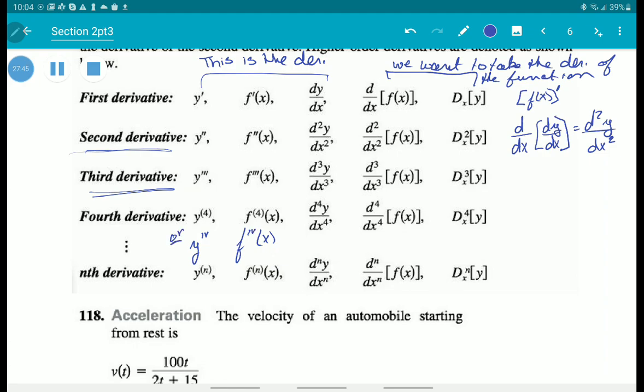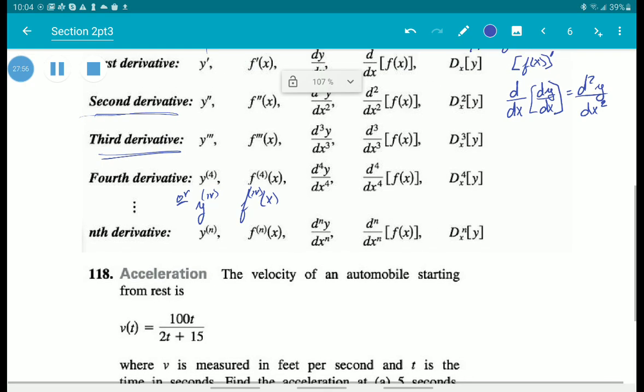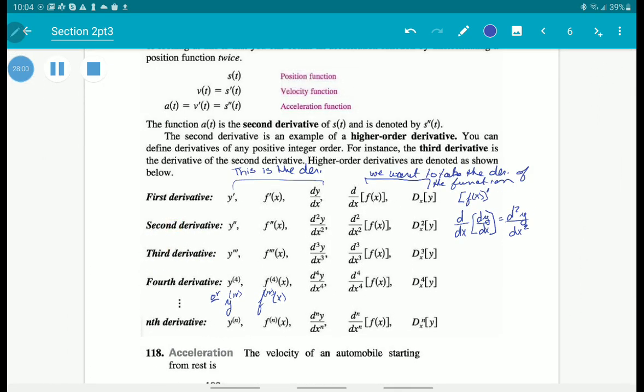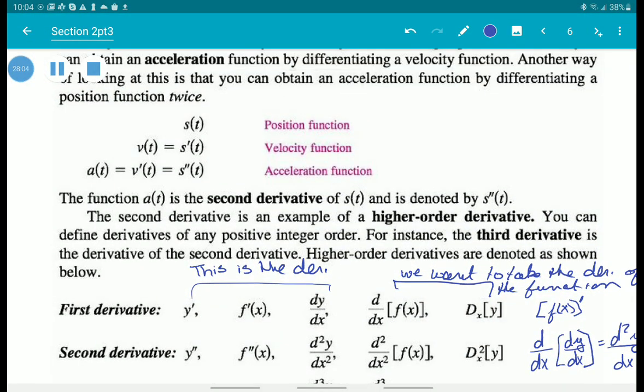So you may see that written that way with parentheses around it. Okay, and we could keep going. We could take the fifth derivative, sixth derivative, seventh derivative, and so on. Now, as far as physics applications go, we don't really see anything past the third derivative.